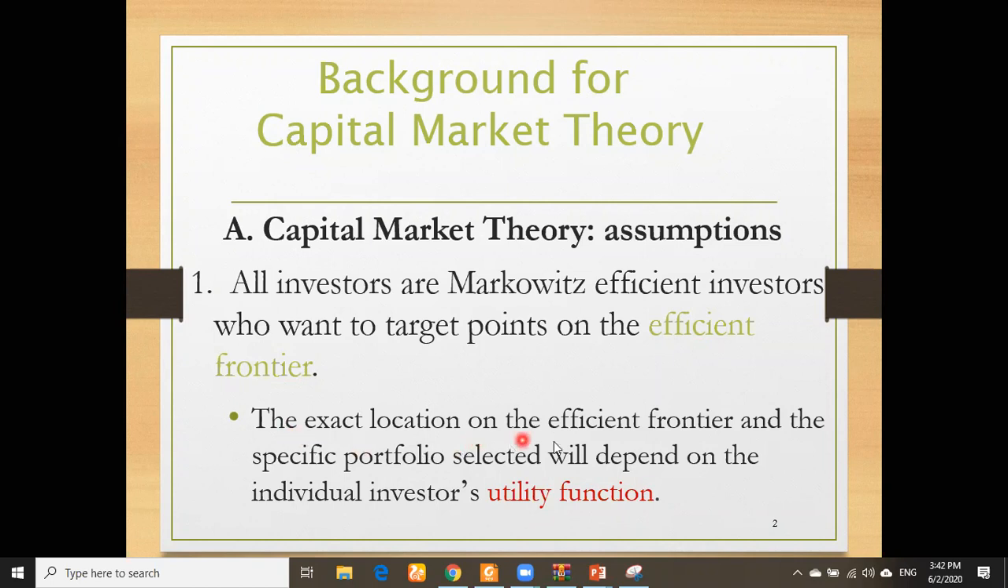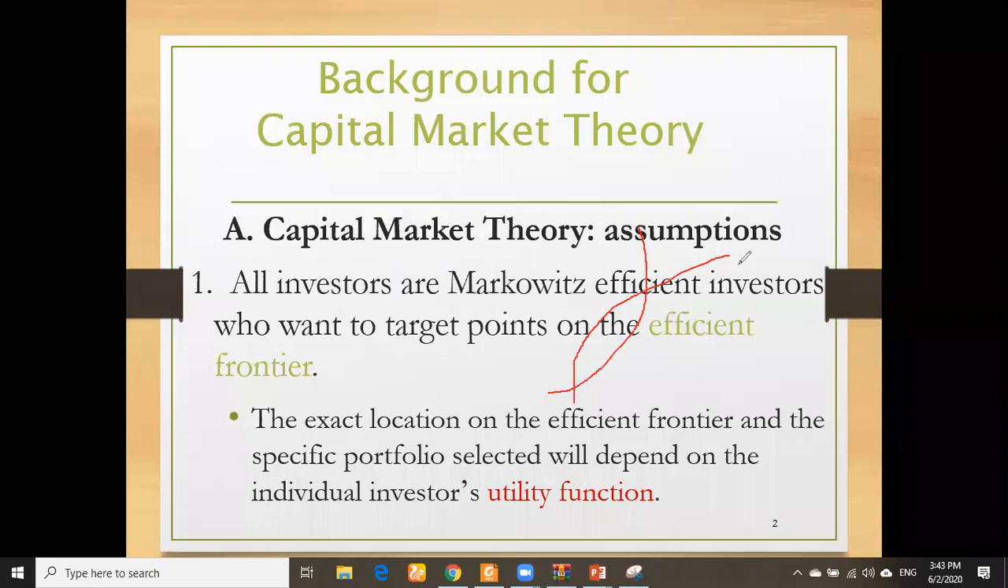The exact location on the efficient frontier and the specific portfolio selected will depend on the individual investor's utility function. And you have seen that whenever we are talking about the exact location, we have also seen that there are two combinations of the investment portfolio. If this is an efficient frontier, we have to find out, for example, where the tangent of the utility function of any investor is.